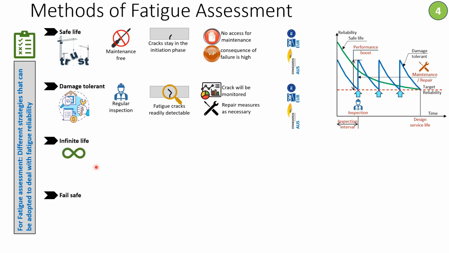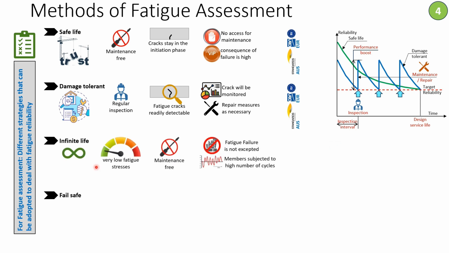The third method of assessment is infinite life, and it's used by the American code. This method just makes sure that the fatigue stresses are very, very low, so you do not expect failure due to fatigue. And this one is maintenance free, and it's suitable for structures that are subjected to a high number of cycles, like chimneys.